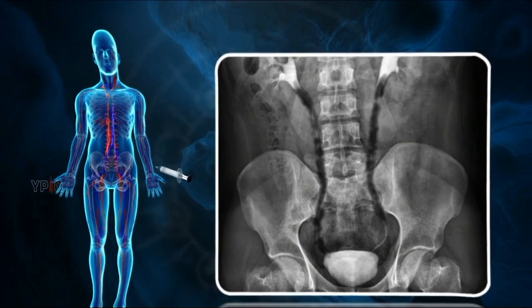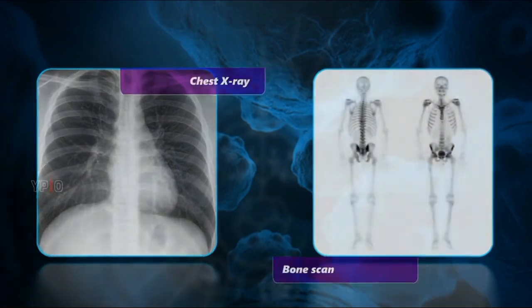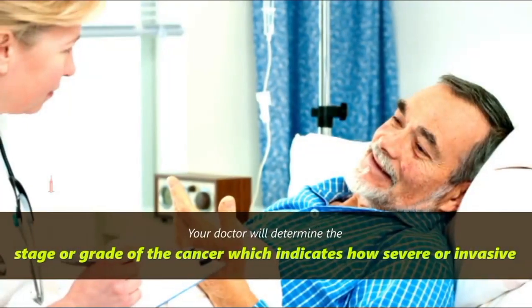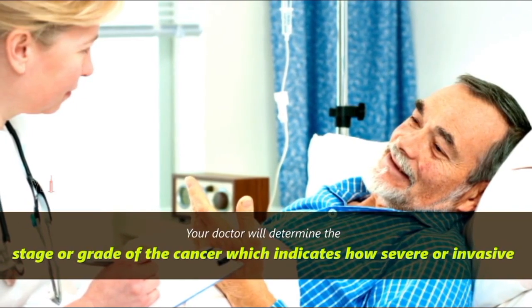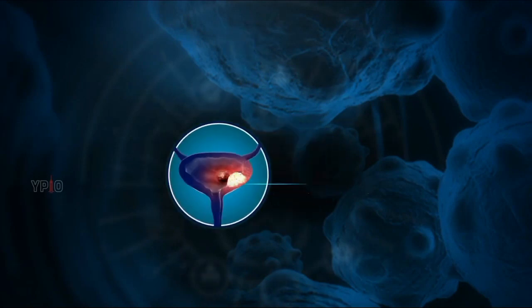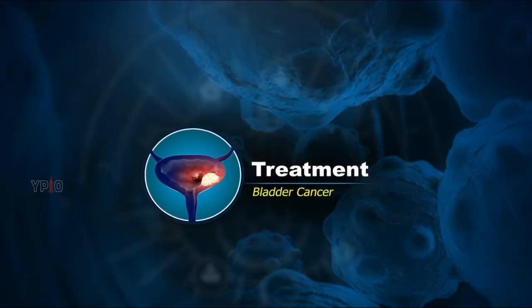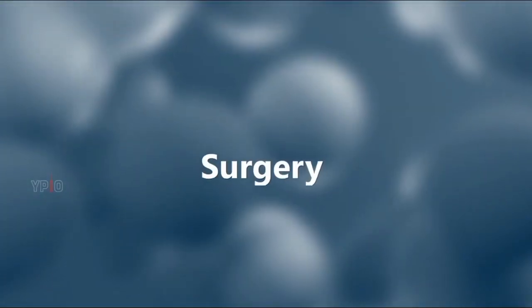Additional tests such as a chest X-ray or bone scan may be performed to see if the cancer has spread to other parts of the body. After a thorough evaluation, your doctor will determine the stage or grade of the cancer, which indicates how severe or invasive it is. Treatment. Your doctor will recommend a treatment plan based on the stage and grade of the cancer and your general health. Treatment for bladder cancer may include surgery.